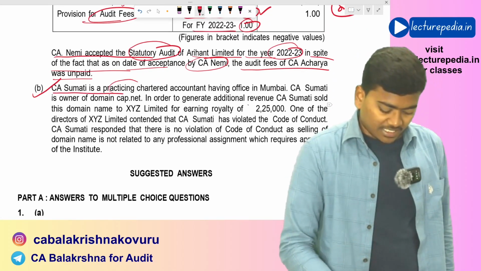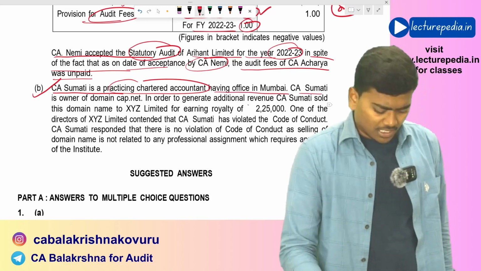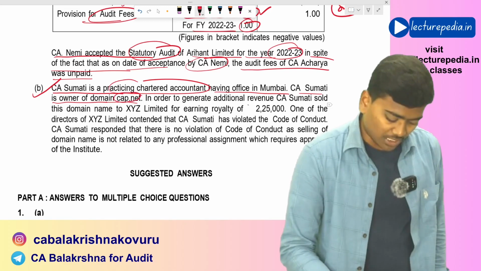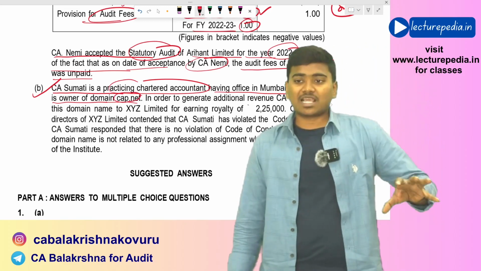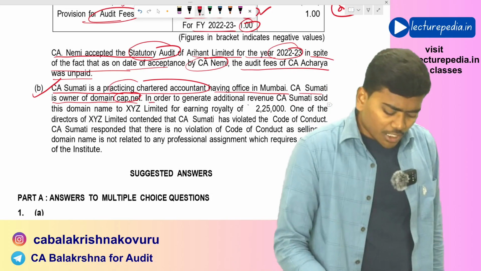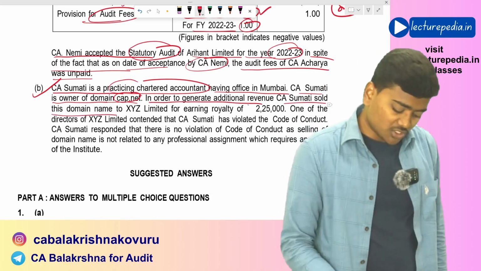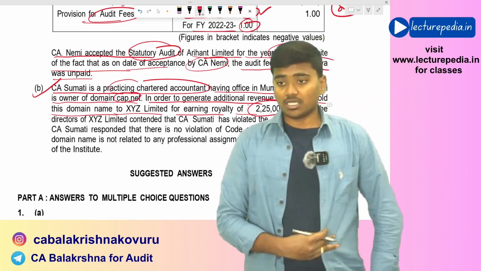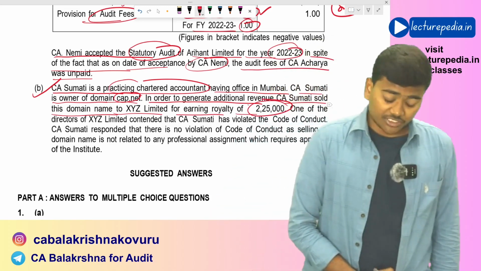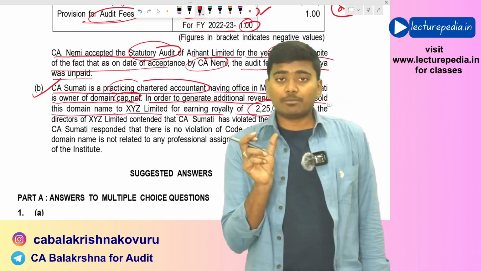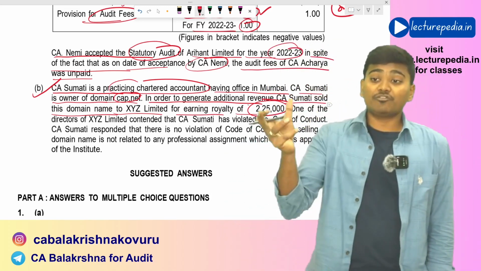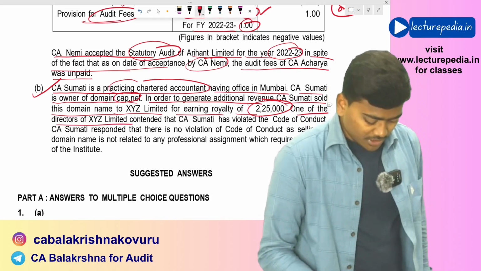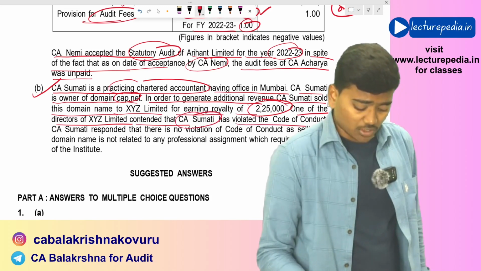CA Sumati is a practicing chartered accountant having office in Mumbai. CA Sumati is owner of the domain cap.net. Okay, CA Sumati is owner of the website cap.net. In order to generate additional revenue, CA Sumati sold this domain name to XYZ Limited for earning royalty of 2,25,000. Okay, she is in practice and she has sold this domain by name cap.net to a particular company for a royalty of 2,25,000. One of the directors of XYZ Limited contended that CA Sumati has violated the code of conduct.